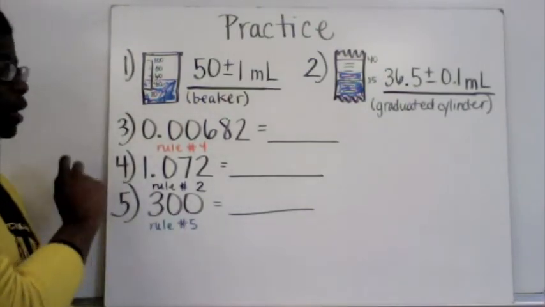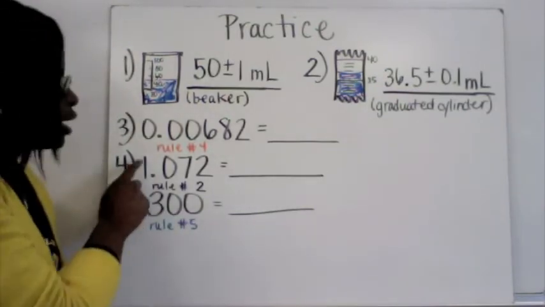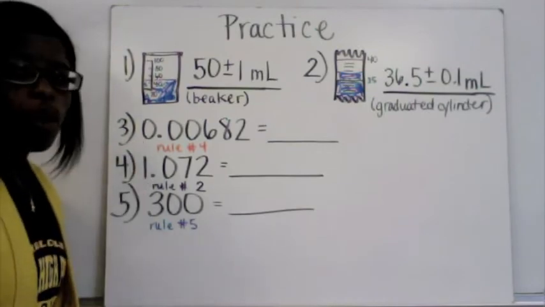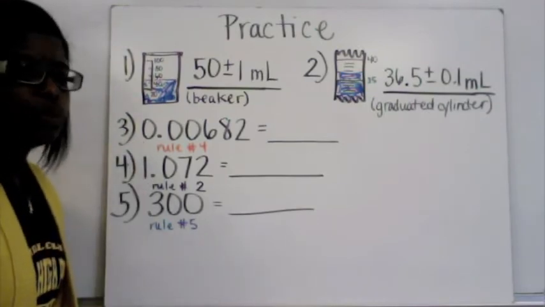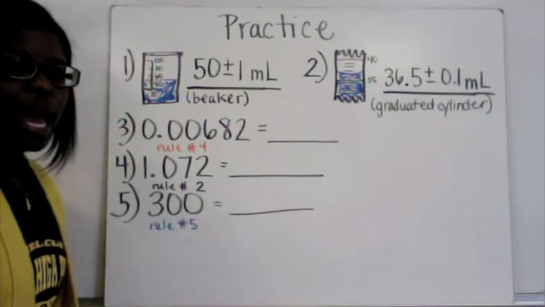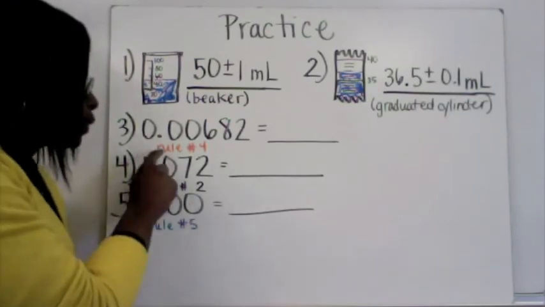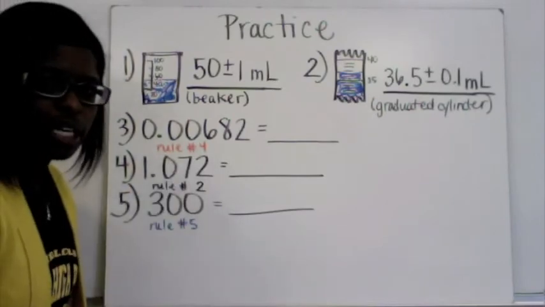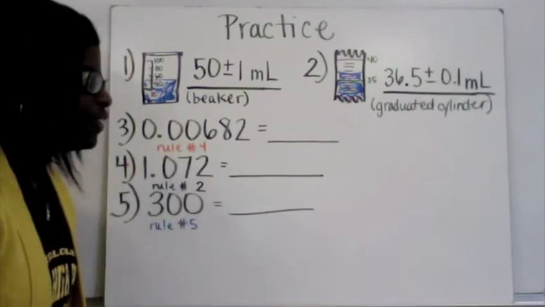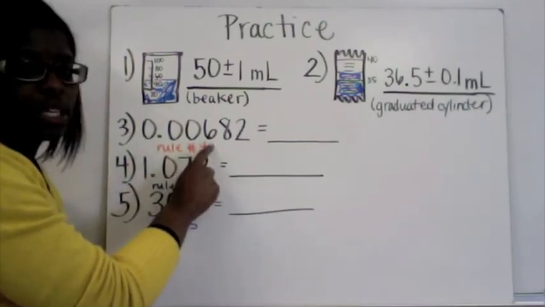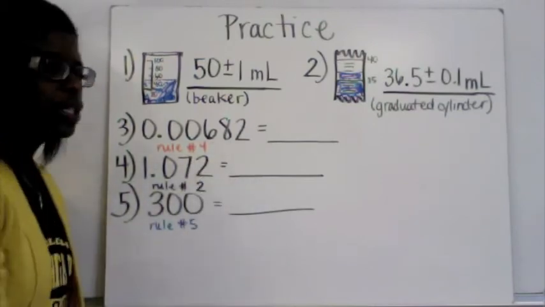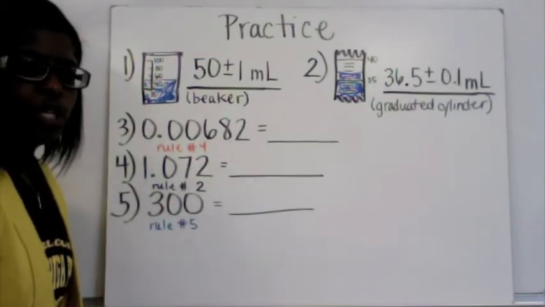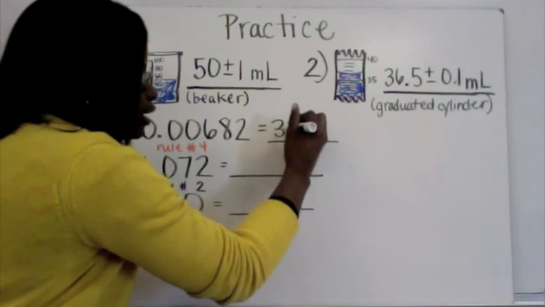Now we're going to actually start applying some of those rules. In example 3, we have 0.00682. We want to figure out how many sig figs are in this example. Well, this is rule number 4. You have leading zeros, and when you have leading zeros, those zeros are not significant. So you just count the non-zero numbers, which are 6, 8, and 2. Therefore, in example 3, you have 3 sig figs.